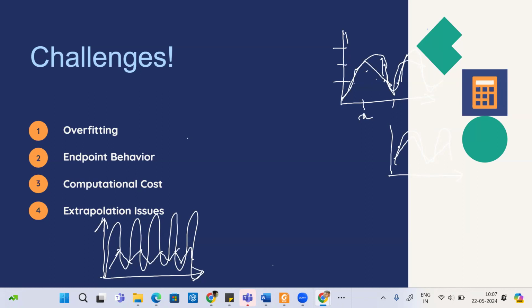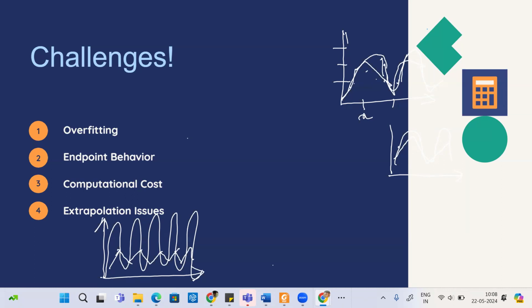Overfitting means the model can fit the data too well, but when new data arrives, the model cannot fit the data. So that is overfitting, and we will get an unrealistic graph. So that is a challenge.